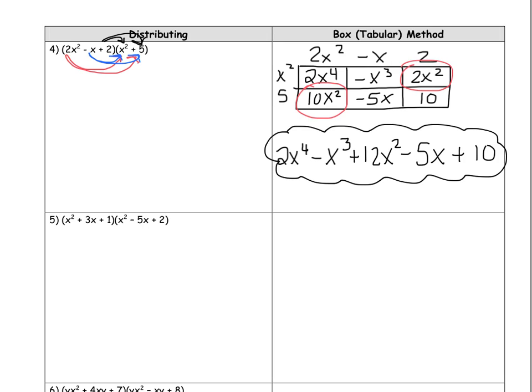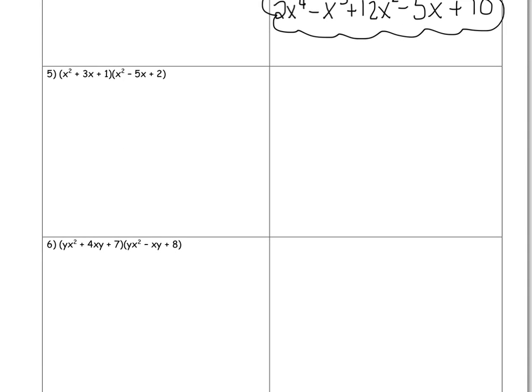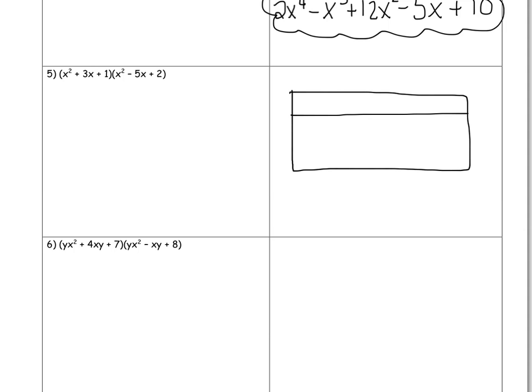Alright, let's try example number 5. Again, I'm going to try the box method. I feel like it's easier. Make it a little bit longer this time because I need 3 on each. Okay, so I'm going to start with x squared, 3x, and 1. x squared, negative 5x, and 2. Okay, pause the video and do your multiplying.